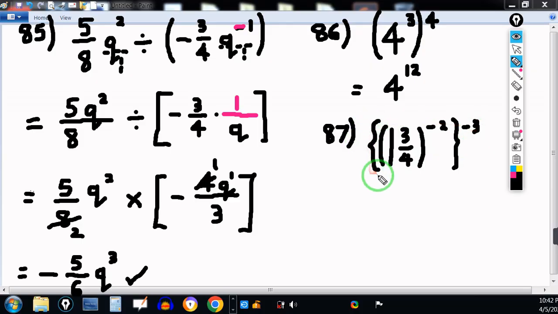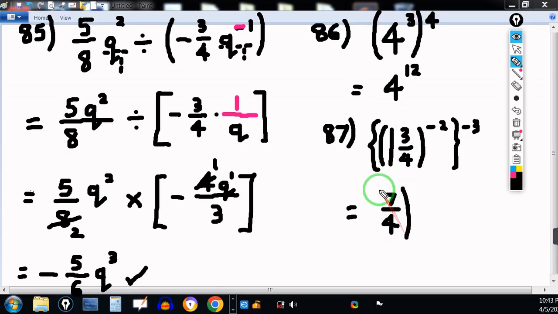Open curve bracket, open curly braces, then open curve bracket, 1 3/4 close curve bracket to the power of minus 2, close curly braces to the power of minus 3. So the answer is, take away the curly braces, you'll be left with 1 3/4, which will be 4 times 1, 4 plus 3 is 7. So the mixed number 1 3/4 becomes 7/4.